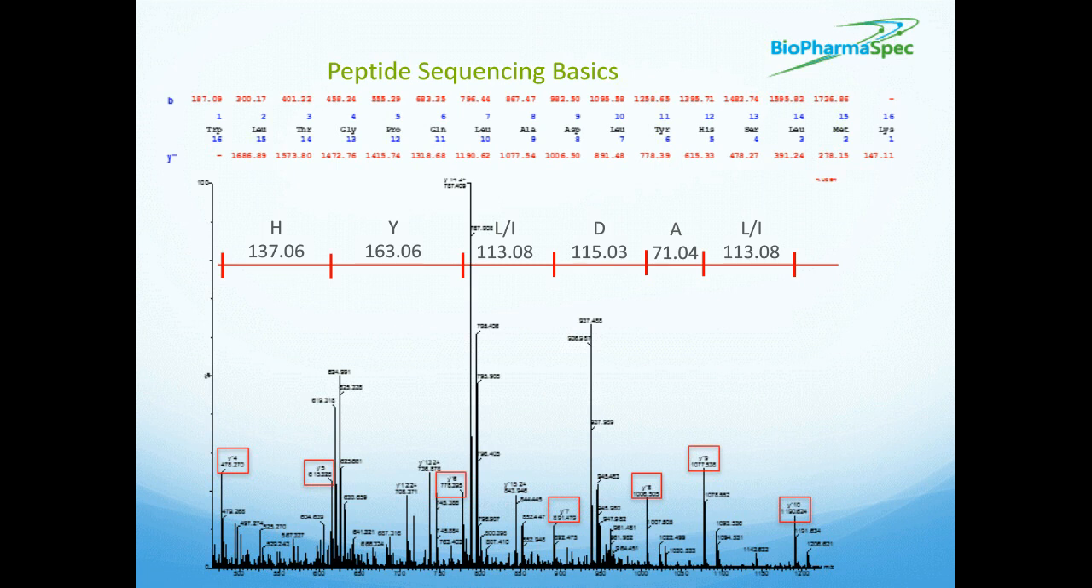So we're able to determine that the sequence of this peptide is histidine, tyrosine, leucine or isoleucine, aspartic acid, alanine, and leucine or isoleucine. It's important to note that leucine and isoleucine have the same mass. Therefore, they can't be differentiated by mass spec alone. Other techniques, such as gas phase sequencing, need to be used to definitively determine leucine and isoleucine.